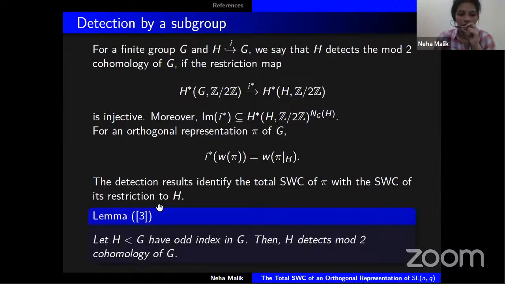Let me state one of the detection results, which is already known. If you take H to be a subgroup of G which has odd index in G, then H detects the mod 2 cohomology of G. For example, if you take H to be a 2-Sylow subgroup of G, then the 2-Sylow subgroup of G will detect its mod 2 cohomology. So we'll use this lemma again and again.